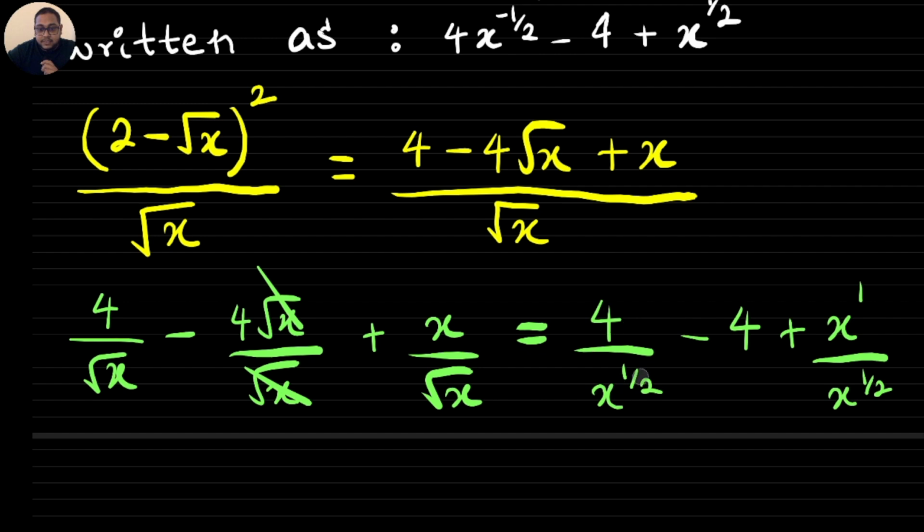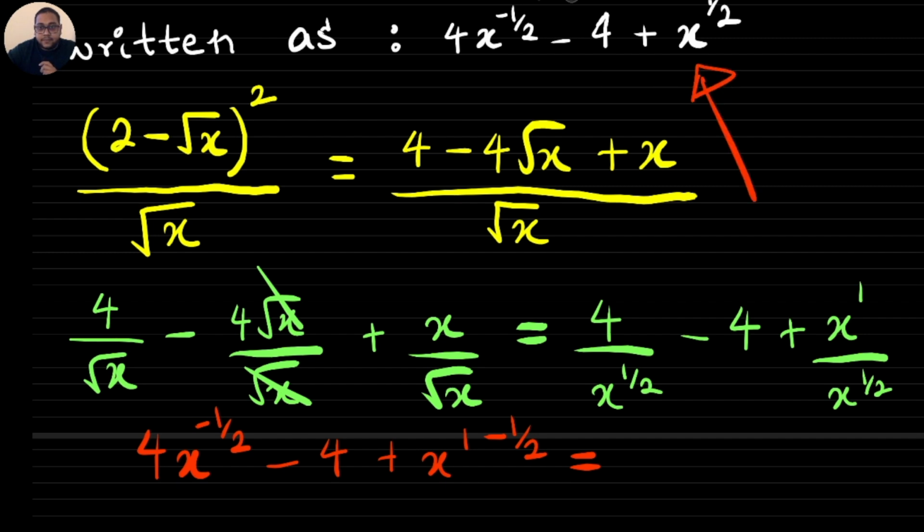Reciprocal for the first term, which means I have 4 x to the power of negative half, minus 4, and then I can apply the division law for the third term, which means I have plus x to the power of 1 minus half. The final answer should be equivalent to the expression they have given here, and that will be 4x to the power of negative half minus 4. For the last term, we have x to the power of 1 minus half, which means I'm left with x to the power of half.